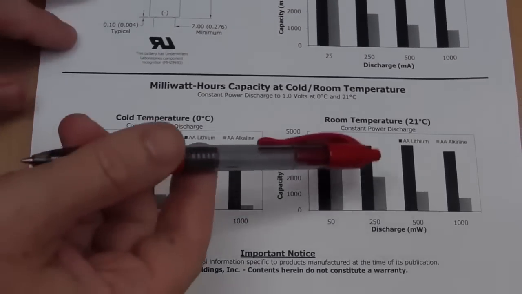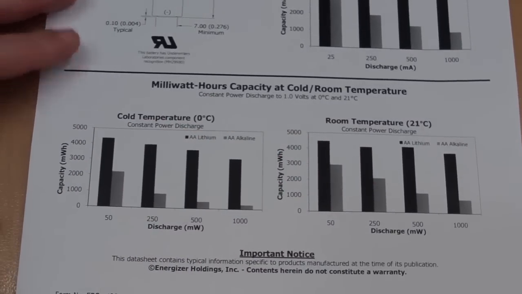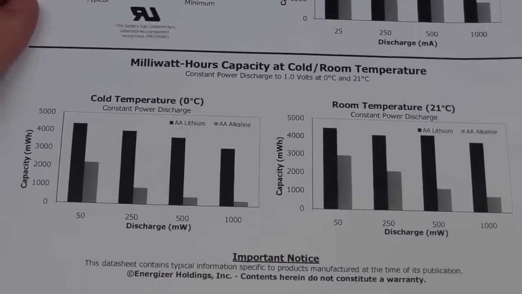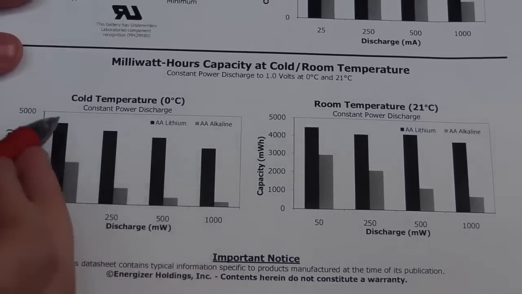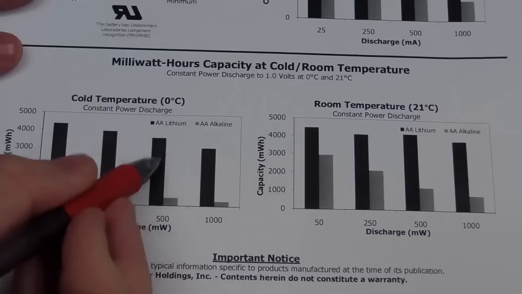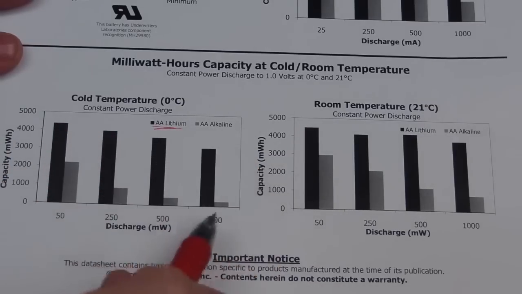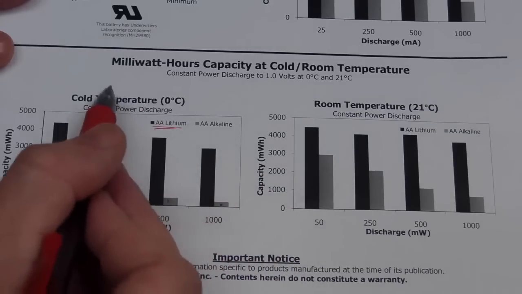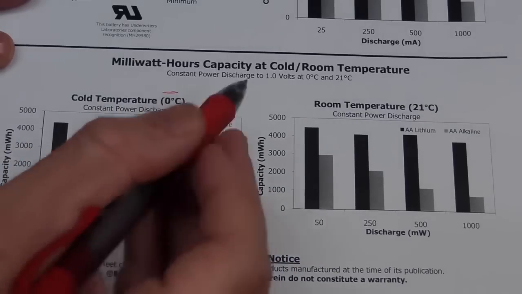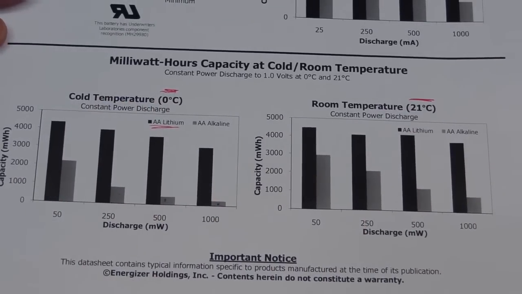But they've actually got some charts down here for the temperature, and let's take a look at them, where they compare this lithium to a standard alkaline cell. Now, these dark bars represent the lithium battery, and the other ones represent the alkaline. This is at cold temperature, 0 degrees C, and this is at room temperature, 21 degrees C over here.